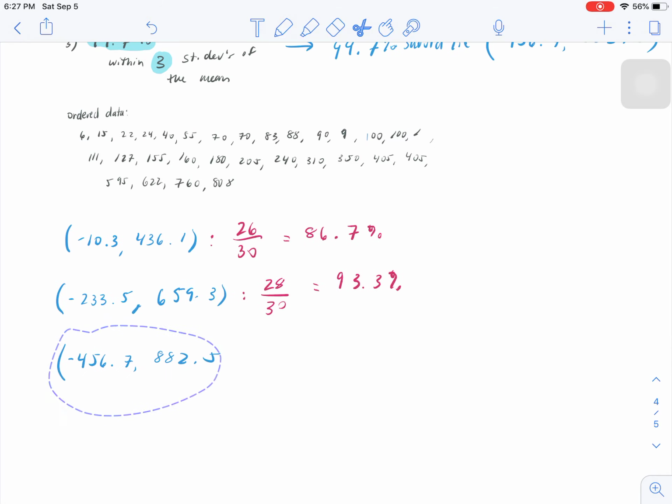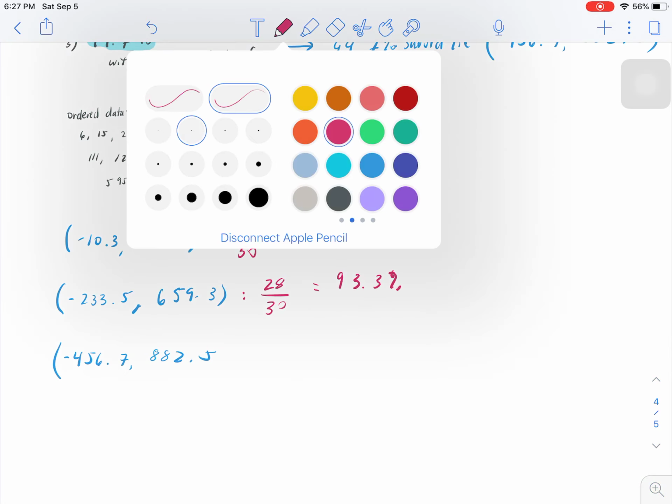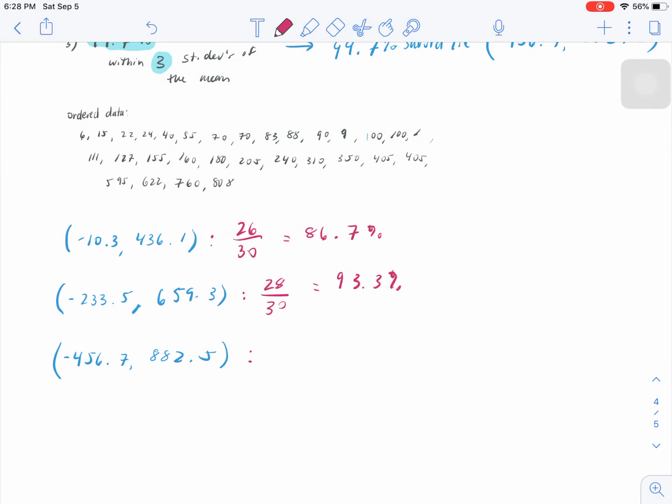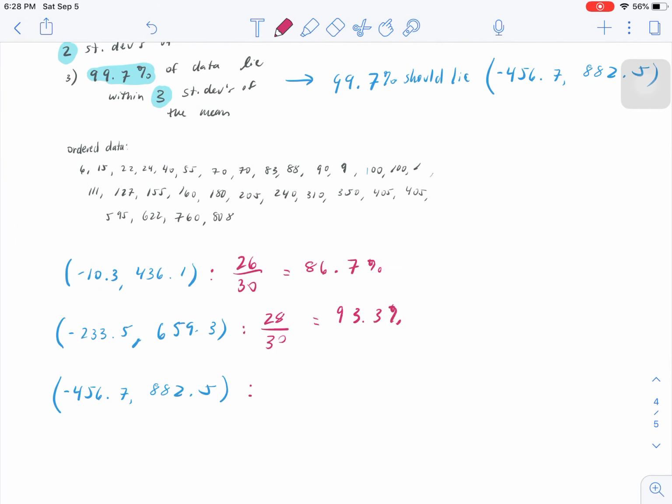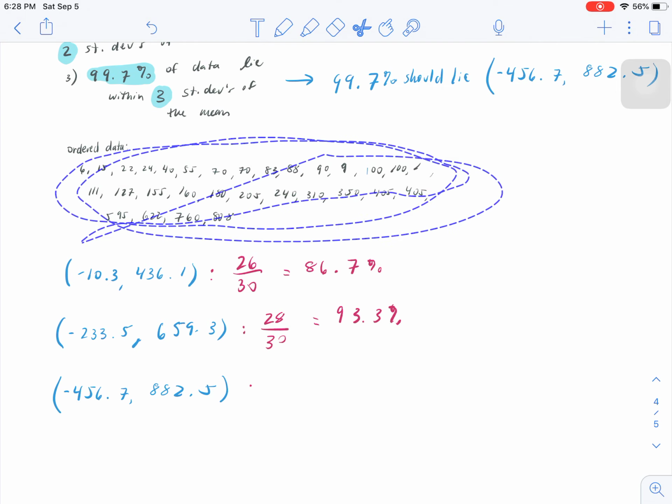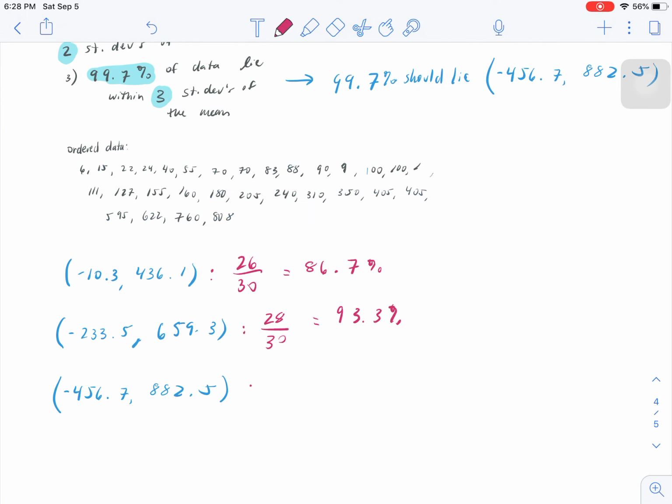And then lastly, this last interval, let's see what proportion of my data lies here. Everything between negative 450 and 882.5 encompasses all my data. I know that I have 30 data points total, so 100% of my data points lie within this interval.